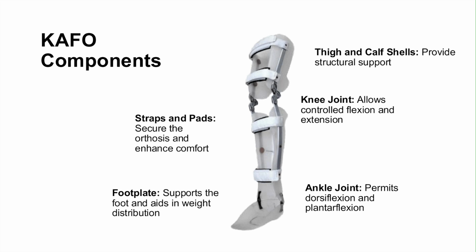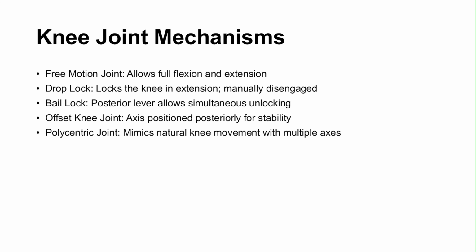Now, the knee joint mechanism. There are various mechanisms that we can employ depending on the needs of the patient. A free motion joint does just what it sounds like: it permits bending. Drop locks are manually engaged and provide stability in full extension, and bail locks are spring-loaded mechanisms that can be released with pressure from the back of the thigh. Offset joints align slightly behind the natural knee to prevent unwanted bending, and polycentric joints allow for a more natural bend because they mimic the complex motion of the real knee.